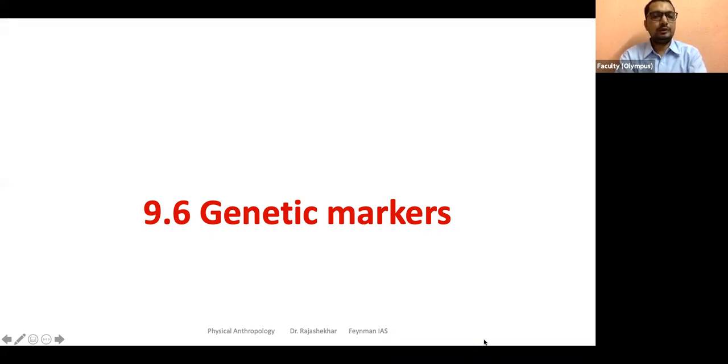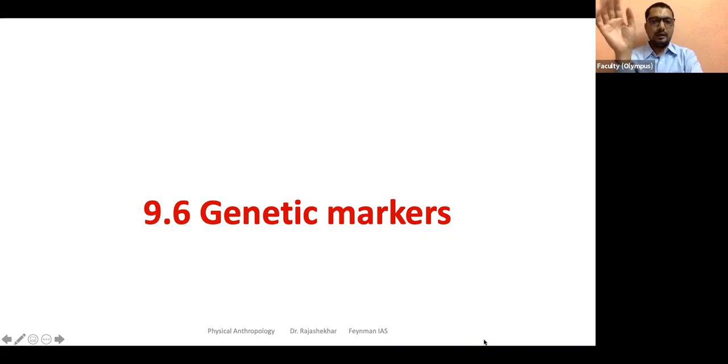What does Google Maps show us? Google Maps shows the location of particular addresses. They give you the order of the places in a given area. So a marker is a landmark in a way. Let's say you're asking where the institute is. Our institute in Hyderabad is opposite to Canara Bank, or Punjab National Bank, or the central library. So these are reference points. So genetic markers are those places.